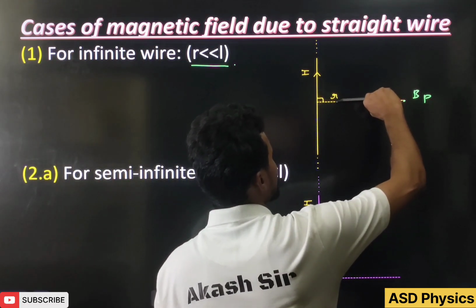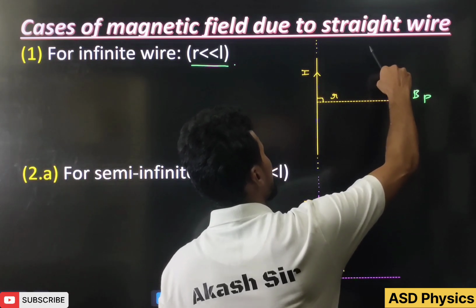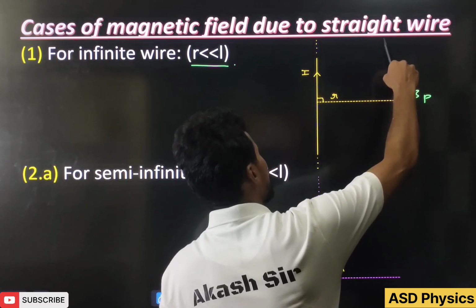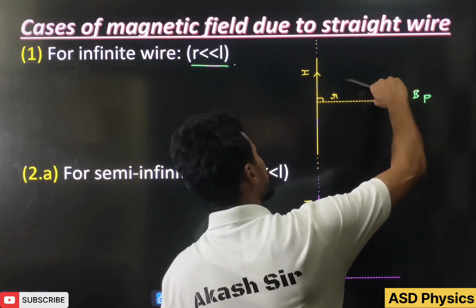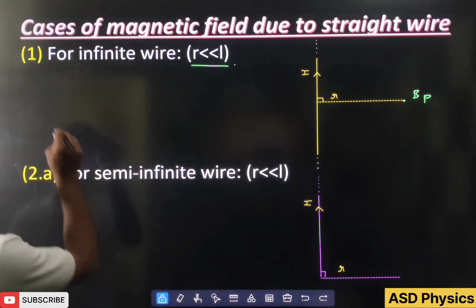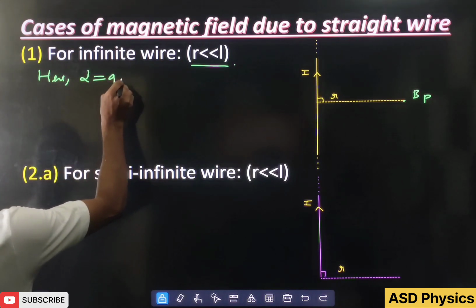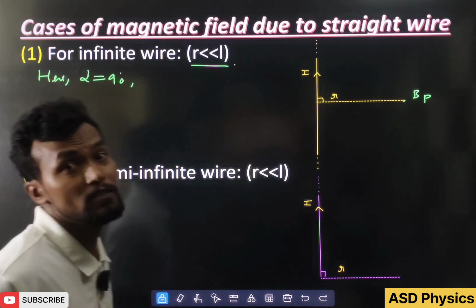Now, when the conductor is very long, this alpha will keep on increasing. If R is less than L, then this one will keep on going like this, and alpha will be how much here? Just guess and tell me, alpha will be 90 degrees. For an infinite length conductor, alpha will be 90 degrees.